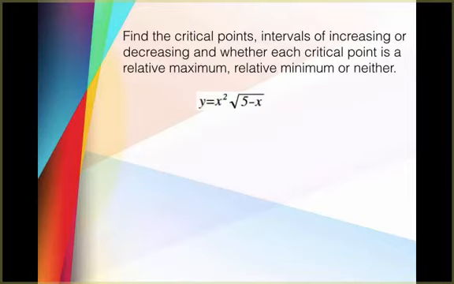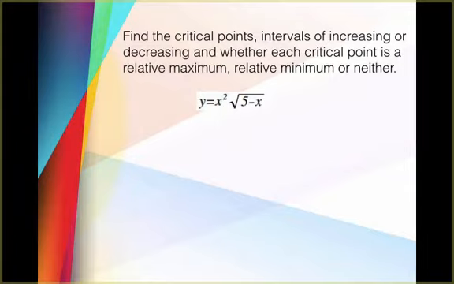To continue our discussion of critical points and intervals of increasing and decreasing and relative maximums and minimums, but this time we're going to look at an example that is not a polynomial. So let's consider the function y equals x squared times the square root of 5 minus x, and let's start by taking a derivative.